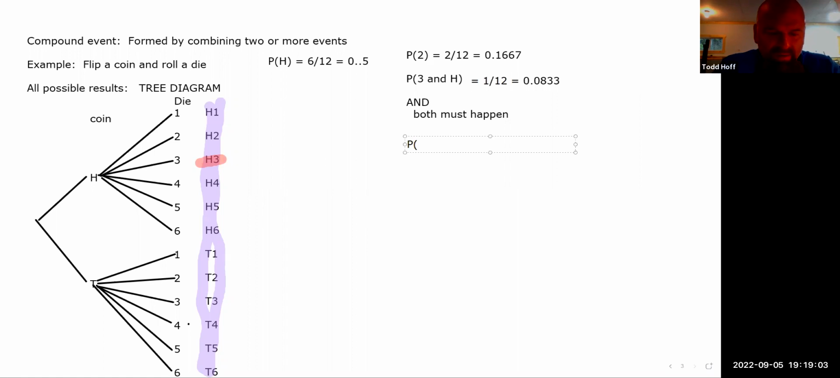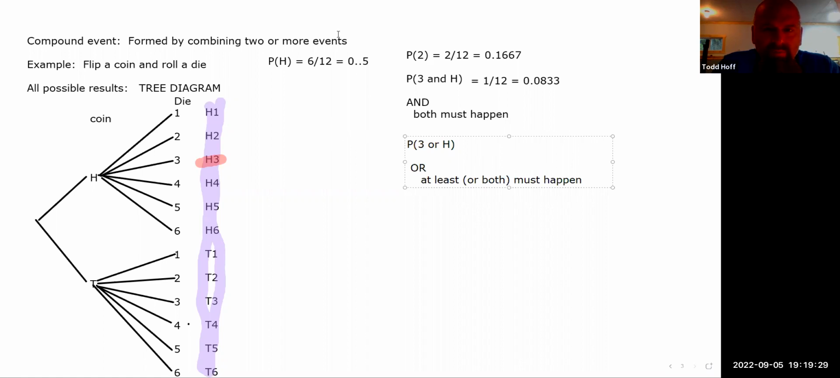Let's look at the probability of getting a 3 or heads. The keyword here is "or," which means at least one must happen. In parentheses, I put "or both" because they can both happen. It's not what you would think of as a logical exclusive or, where it's one or the other but not both. This is one or the other or both.